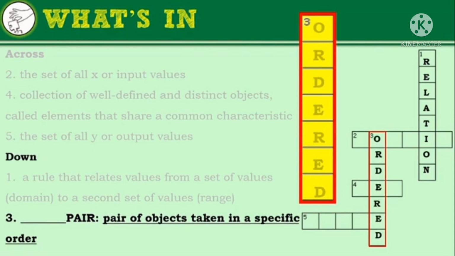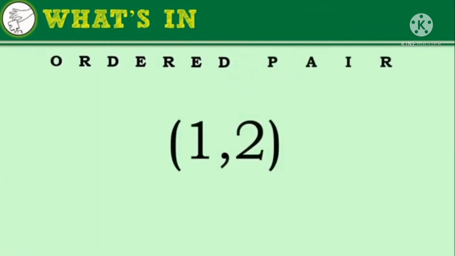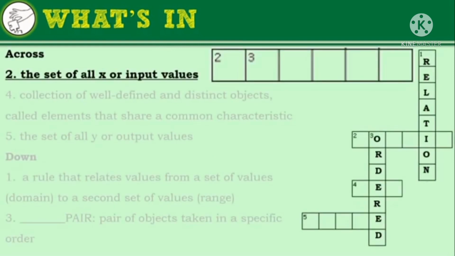Now to clarify about ordered pairs, we have here an example. Remember that ordered pairs are a sequence of 2 elements. Like for this example, 1 and 2, they are enclosed in a parenthesis and they are separated by a comma. Okay, that's an ordered pair. Let's proceed to the next one.